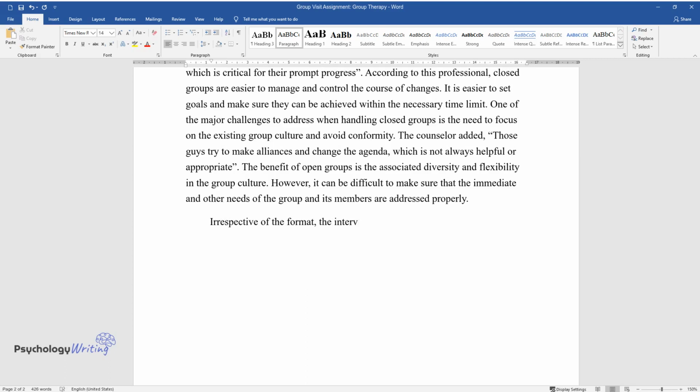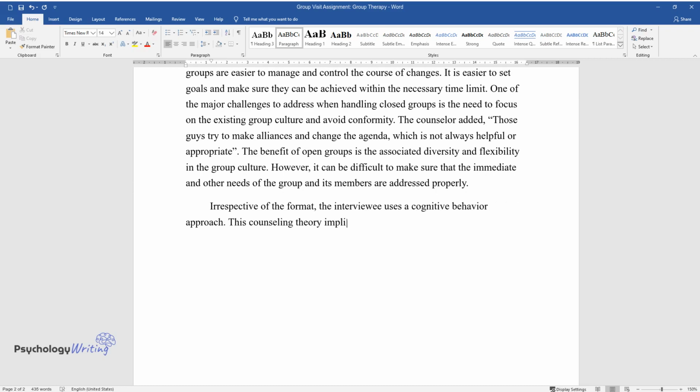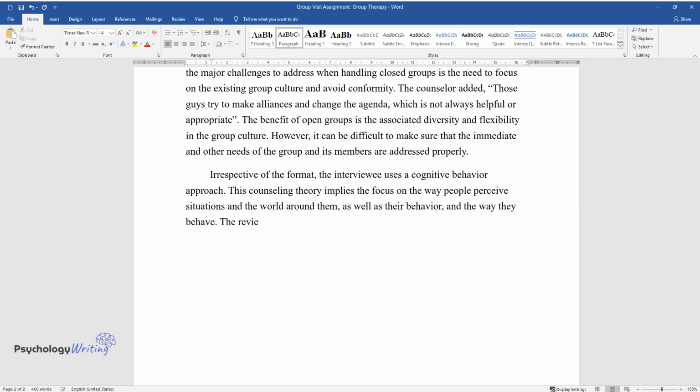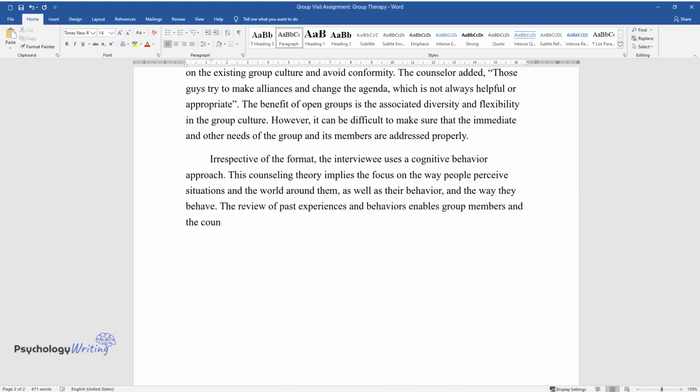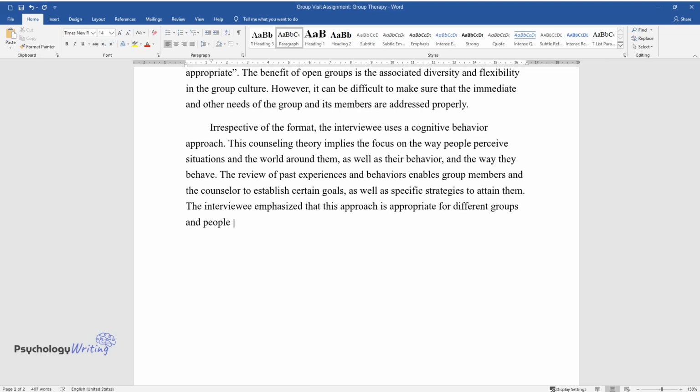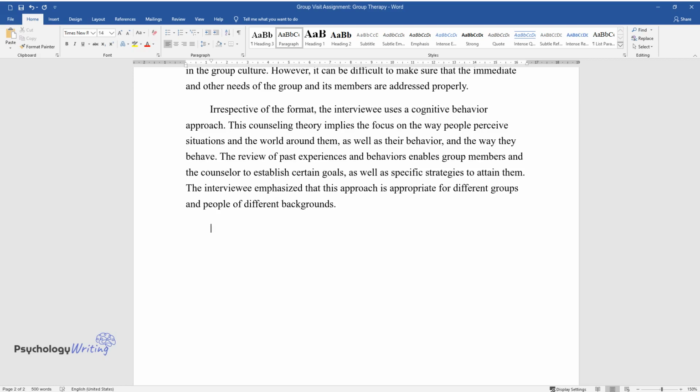Irrespective of the format, the interviewee uses a cognitive behavior approach. This counseling theory implies the focus on the way people perceive situations and the world around them, as well as their behavior and the way they behave. The review of past experiences and behaviors enables group members and the counselor to establish certain goals, as well as specific strategies to attain them. The interviewee emphasized that this approach is appropriate for different groups and people of different backgrounds.